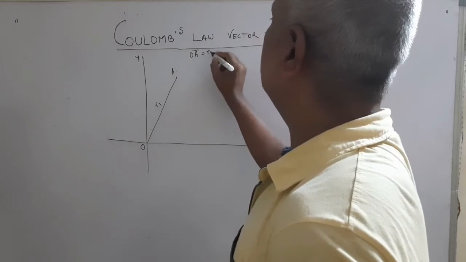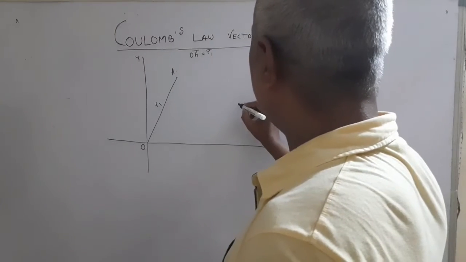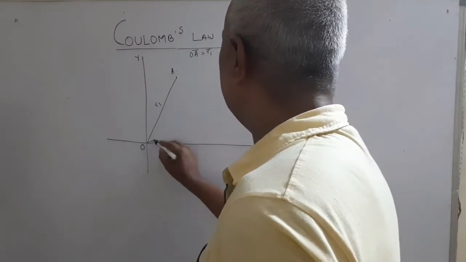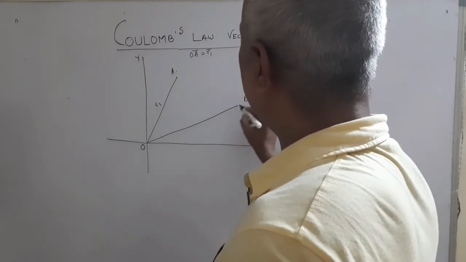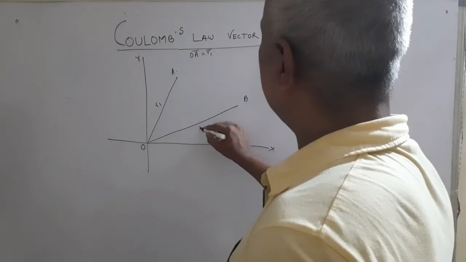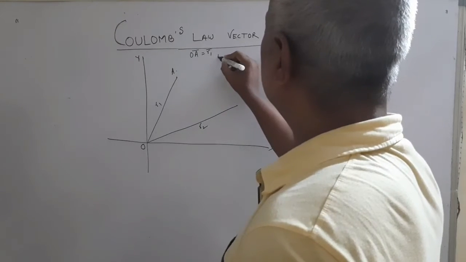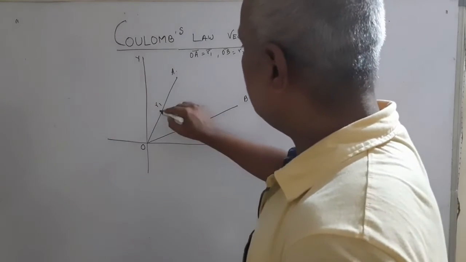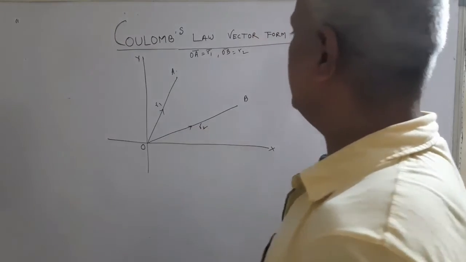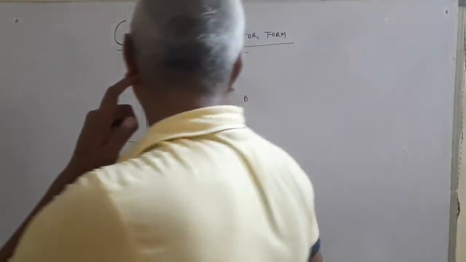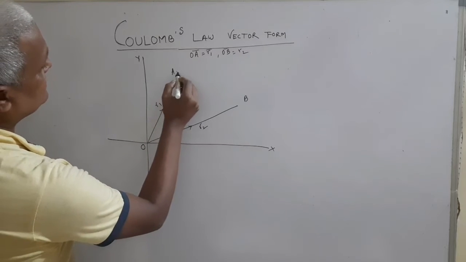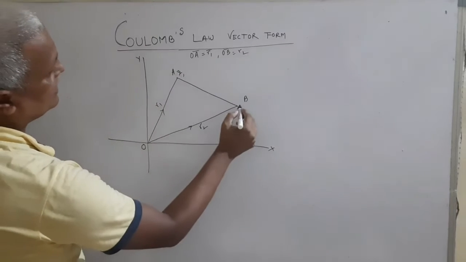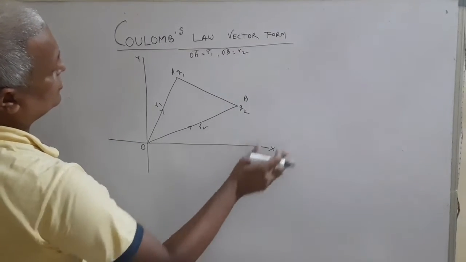OA bar is R1. And now I have another point B, and there the position vector is R2 bar. So you get OB bar is R2. Now the arrow should be like this because this is a vector quantity. Now I have to find AB, so I'll connect this AB. Then I find that this is my AB. So I have a charge Q1 here and another charge Q2 here.